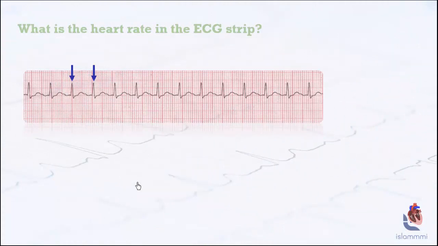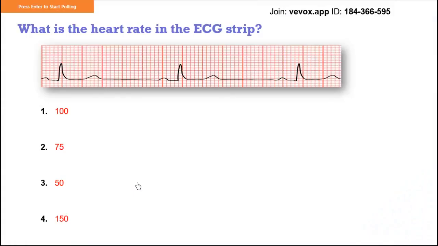So if we locate, for example, this one, how many boxes are in between? It's only 2. So 300 divided by 2, the answer is 150. Is this normal, bradycardia or tachycardia? It's tachycardia. Why? Because it's above 100. So let's start this one. How many boxes? This is regular. Remember? 1, 2, 3, 4, 5, and 6.